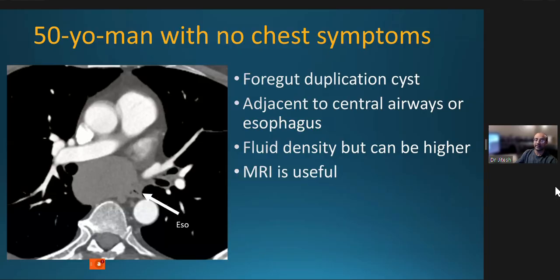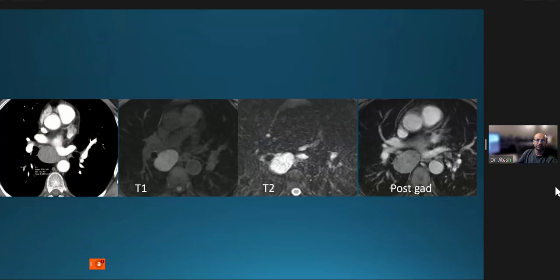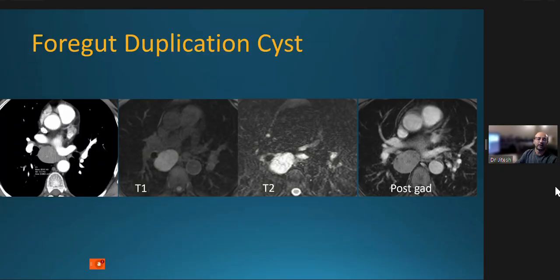MRI is useful again when the signal intensity or density is higher in these patients. Here is an example. This is a patient who has this well marginated homogeneous lesion in the visceral space next to the esophagus. We can see this was high density on CT, about 60 Hounsfield units. And on MR, we can see this is hyperintense on T1, hyperintense on T2, and there's no enhancement with gad. So this is an example of a foregut duplication cyst, which was a high density or proteinaceous cyst on CT.